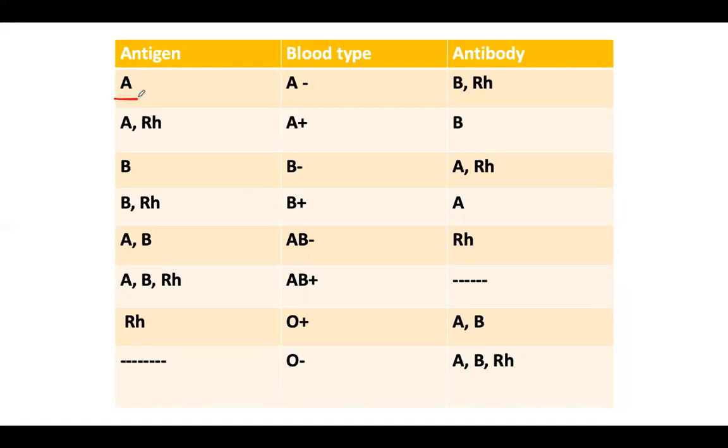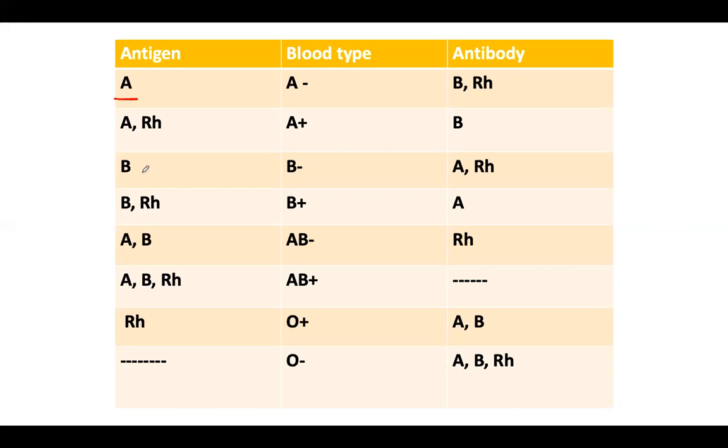If I have only antigen A, your blood type is A negative. Again, no Rh, so it is negative. And among the options that I have, B and Rh will form my antibodies. If I have A and Rh, my blood type becomes A positive. And the only one that I didn't use among the three options would be B, for my antibody.